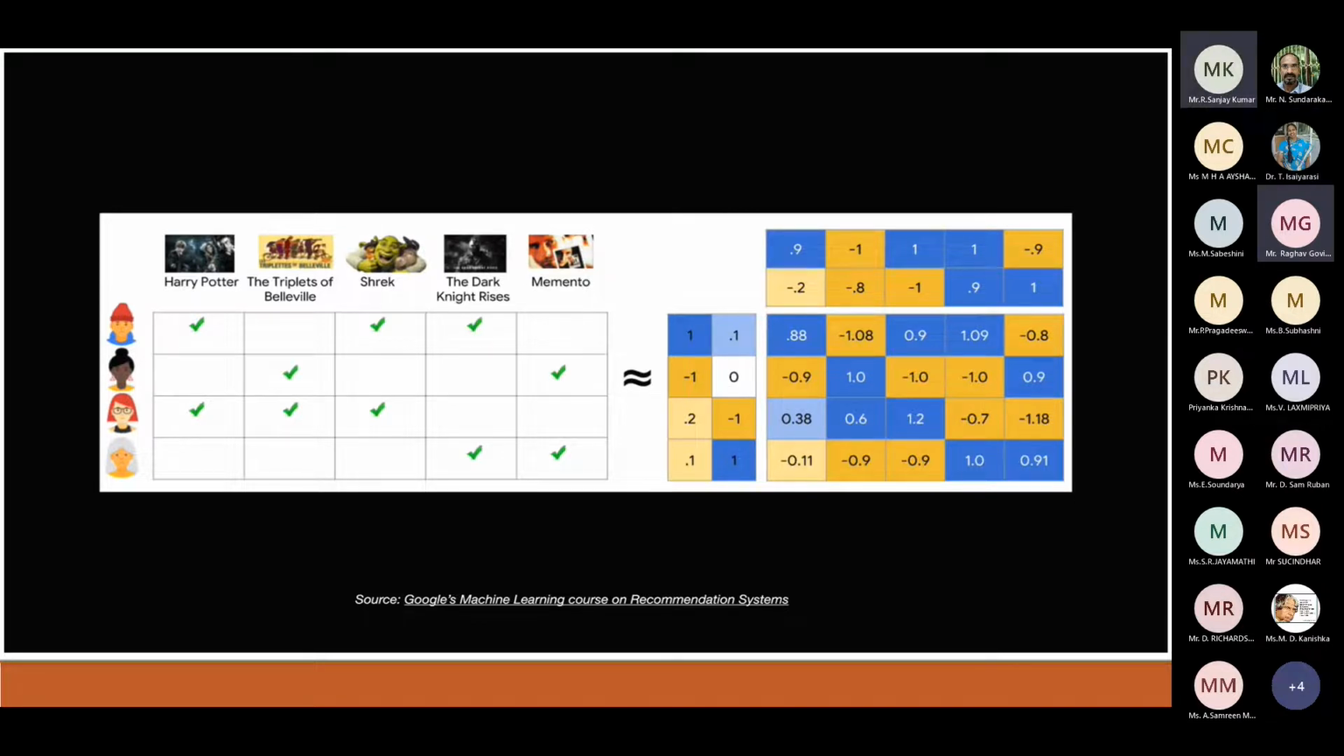Here we have this matrix of 4 cross 5, which has 4 rows and 5 features, which was then broken down into 2 matrices, one of shape 4 cross 2 and the other of shape 2 cross 5. We basically have new smaller dimensional vectors for users and for movies. The horizontal one is for the movies, and the vertical one is for the users.